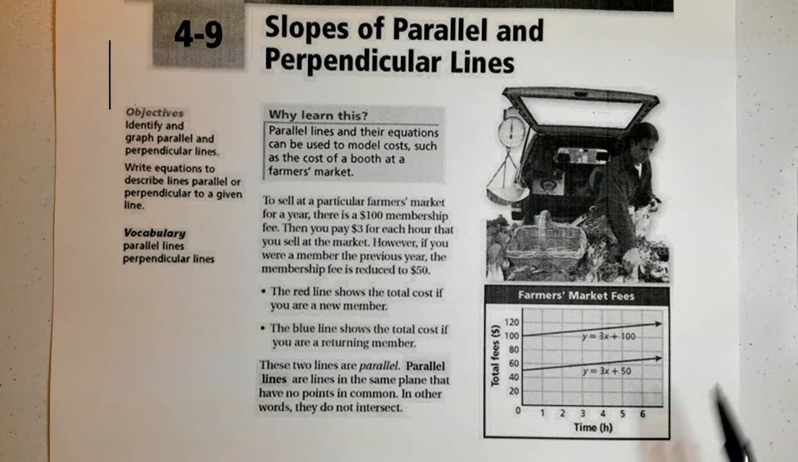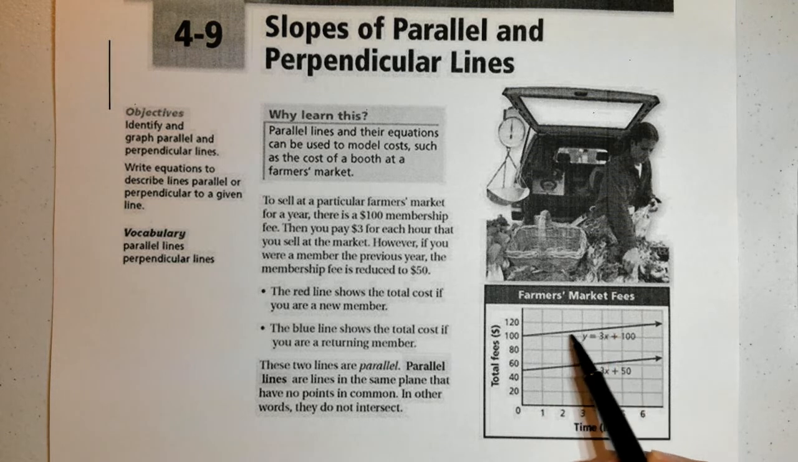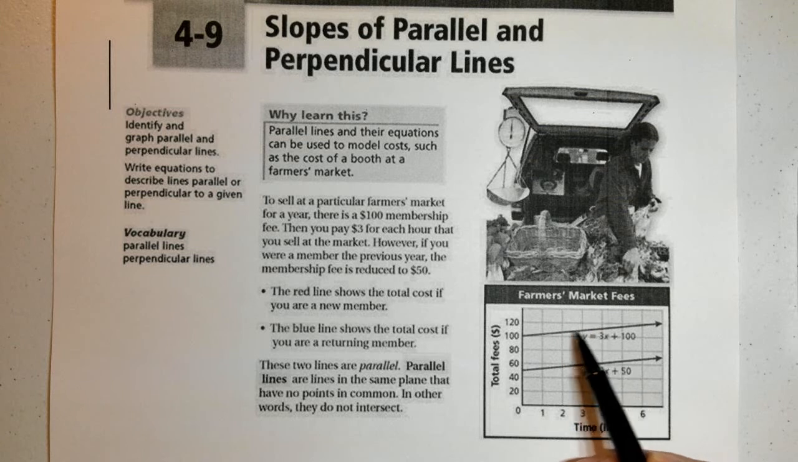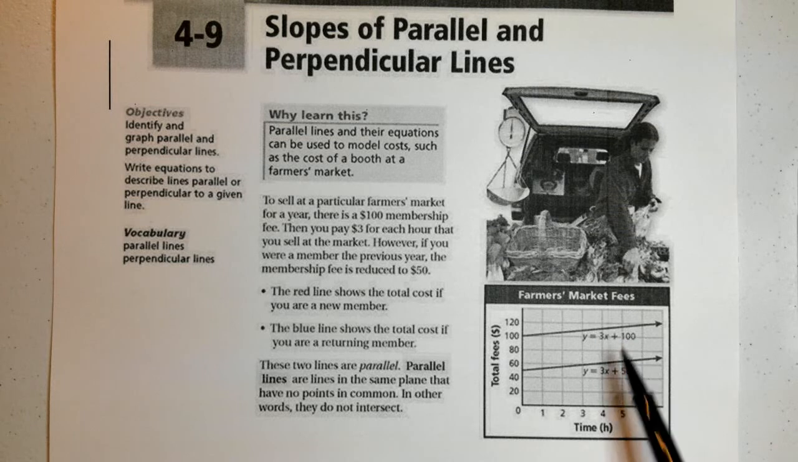So here, the red line, in your book it's red, this top line, shows the total cost if you're a new member, because you're being charged $3 per hour plus that $100 membership fee. And then the blue line, the bottom line, shows the total cost if you're a returning member. So $3 per hour plus that $50 membership fee. These two lines are parallel.